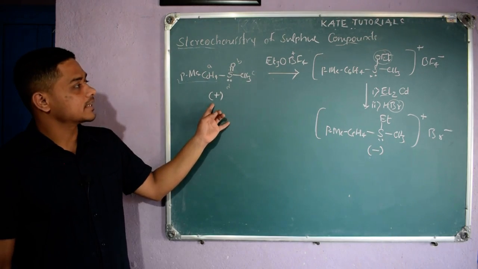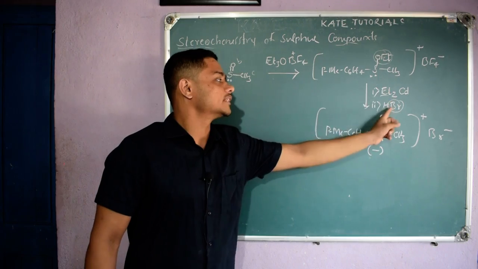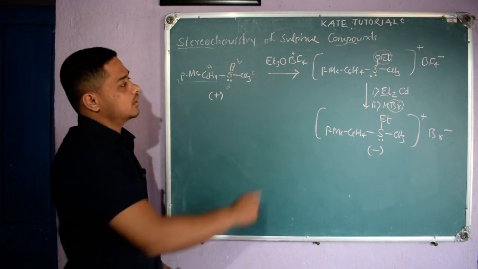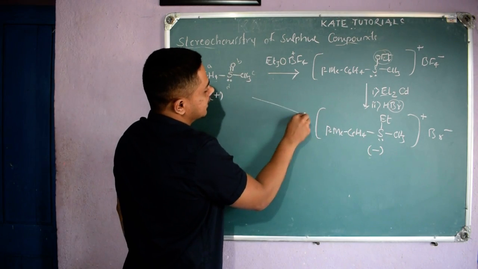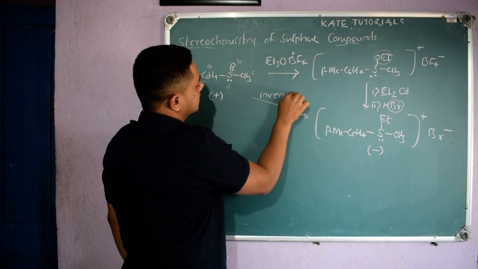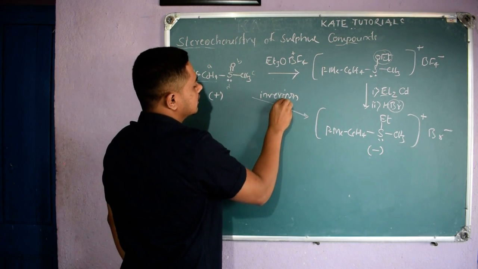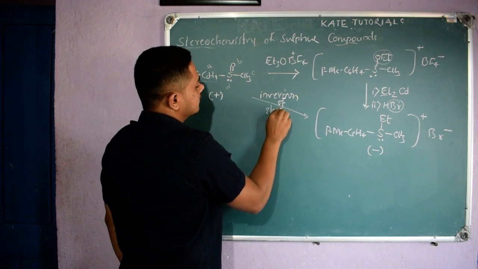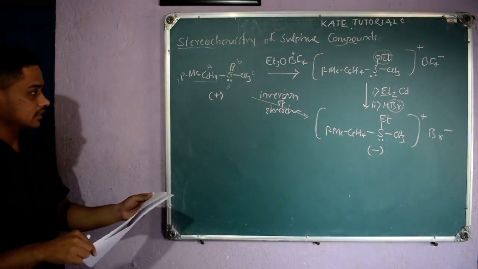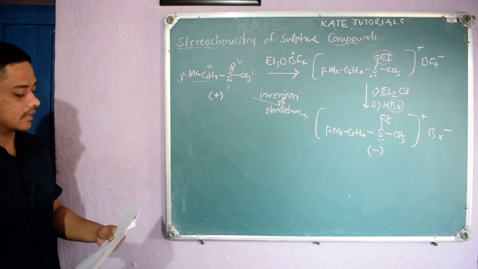So initially it was plus. After this reaction, it formed this intermediate, and this intermediate was treated with these two reagents, and we got this product. So from plus to minus, the change has happened after all these steps. Such a reaction we call inversion. Initially it was plus, now it is minus. Inversion of stereochemistry. This is the reaction they will ask in your exam, so you should remember this, right?